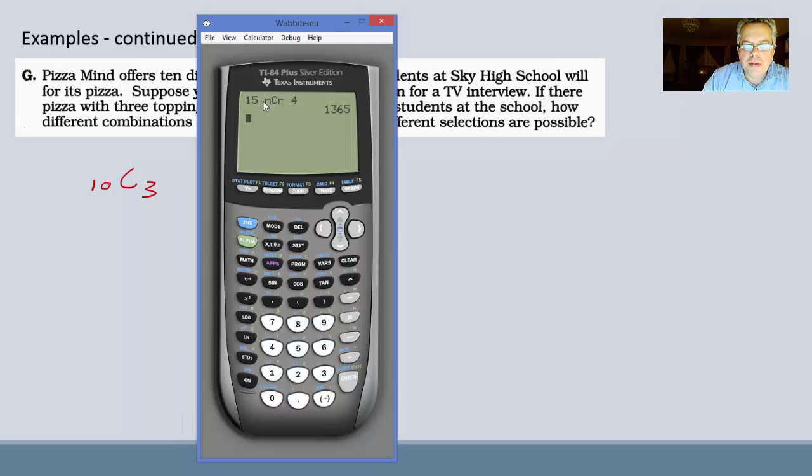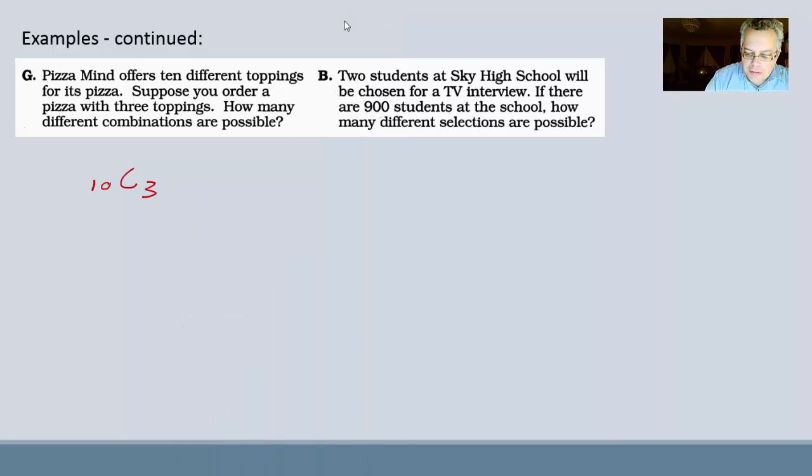I'm going to try to reuse that command, but I can't. So 10, math, go over to probability, NCR, 3. That's 120 different combinations of toppings. So this is the number of groups of 3 you could pick out of 10 items.